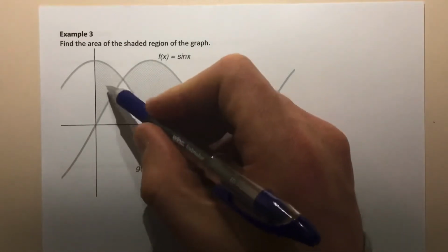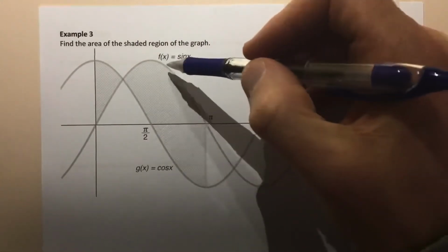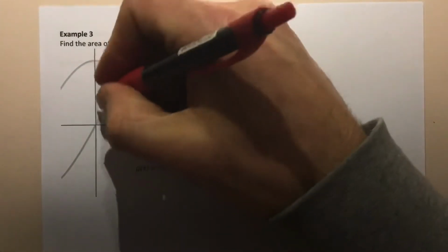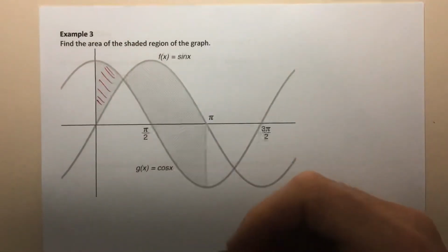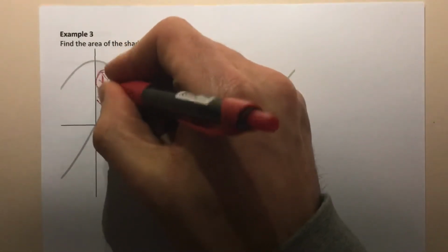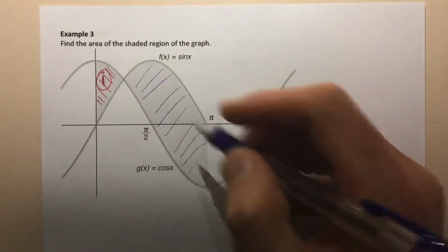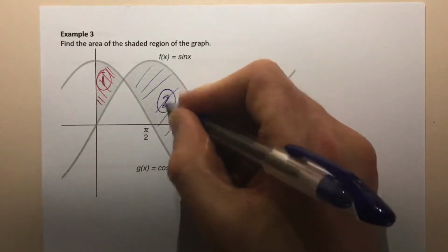for this first region, we have the function, in this case, it's cos of x on top and sine of x on the bottom. But in this second region, we've actually got sine of x on top and cos of x on the bottom. And in these cases, we have to set up two separate integrals to find two separate areas and then add them together. So let's call this area, this could be area 1, and this larger area can be area 2.